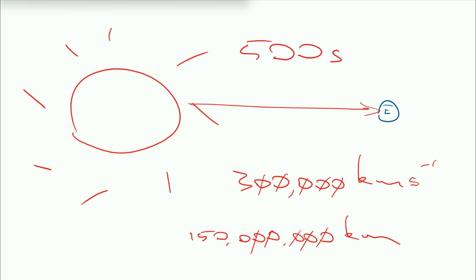Now, wait, how long is 500 seconds? Well, let's do a quick conversion on that one. That's actually 8 minutes and 20 seconds, right? So 8 1/3 minutes. That's how long it takes light to reach the Earth. But it's way older than that. Let's take a look at how we got the light in the first place.